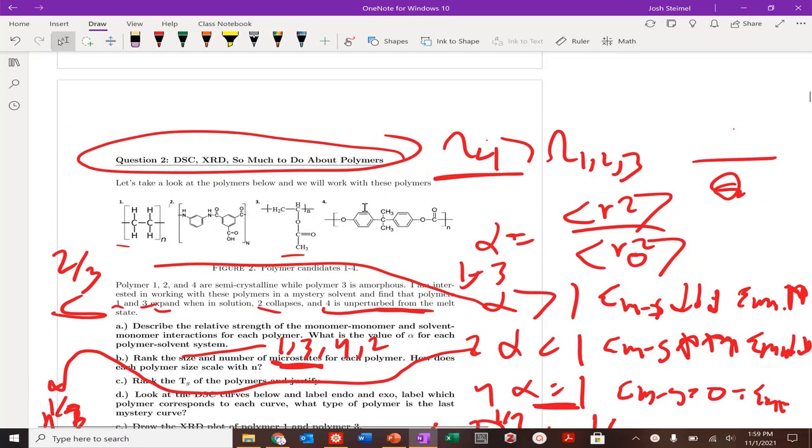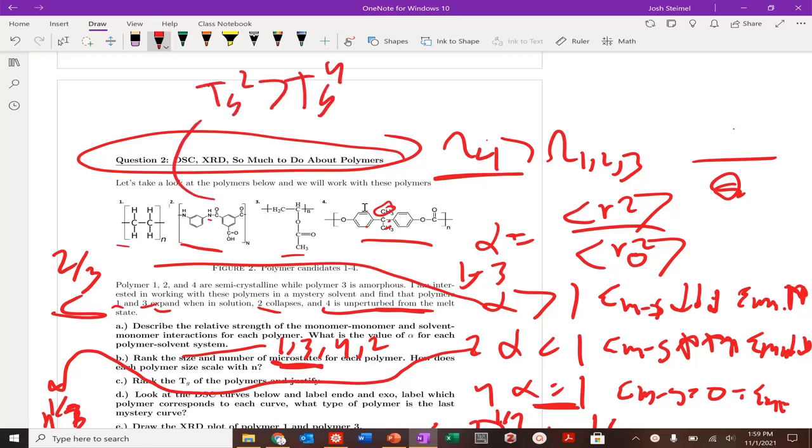So I'm going to say between this one and this one, it's kind of hard. I've got 2 phenyl groups here. These methyl groups can be a problem, but I've got this bonding. So I'm going to say Tg of 2 is greater than Tg of 4, which is greater than Tg of 3, and then my lowest one is going to be my Tg of 1.